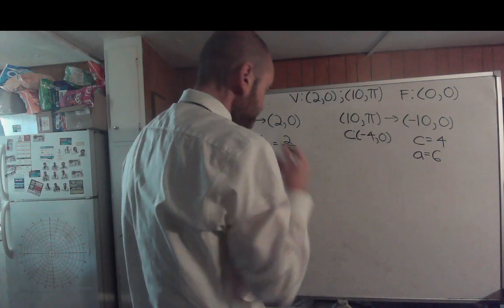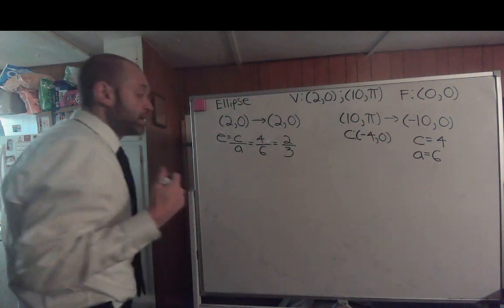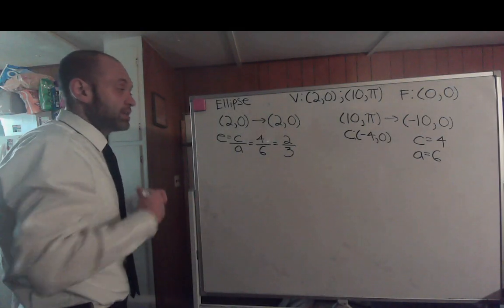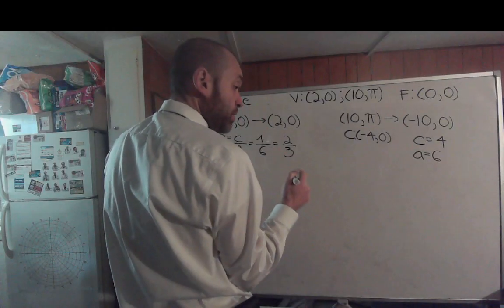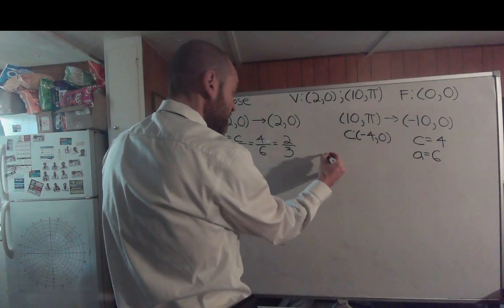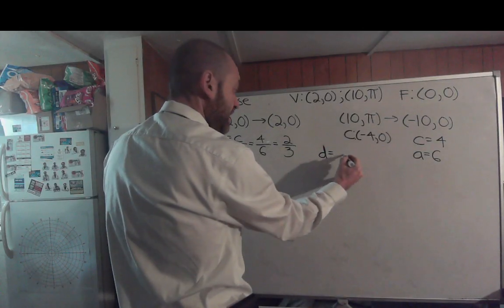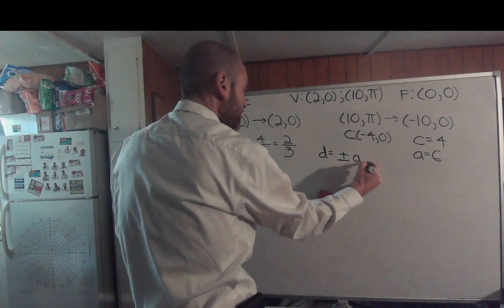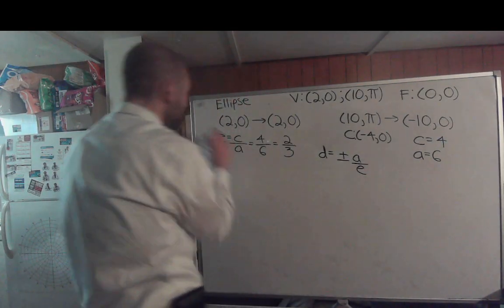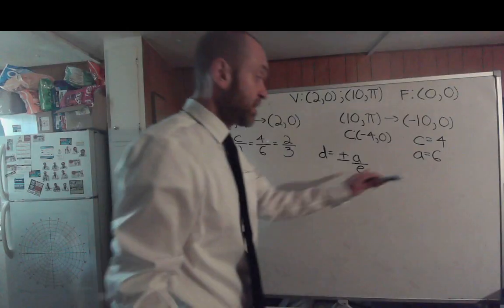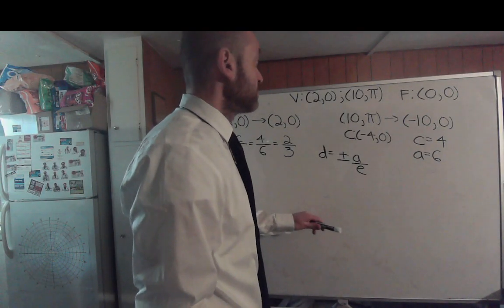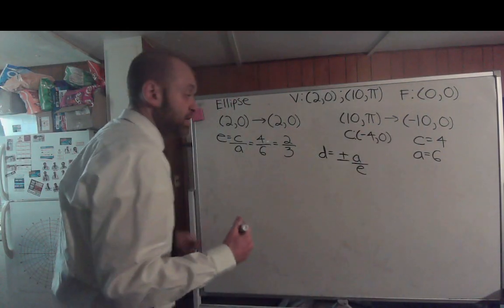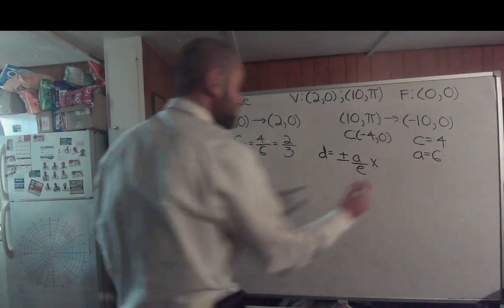So if we remember what the equation is for finding the directrix of an ellipse, well, it's always going to end up being the directrix equals plus or minus a over e, and then times the variable that's your major axis. Well, it looks like the x-axis is the major axis, right? From 2, 0 to negative 10, 0. So this will be a over e times x.